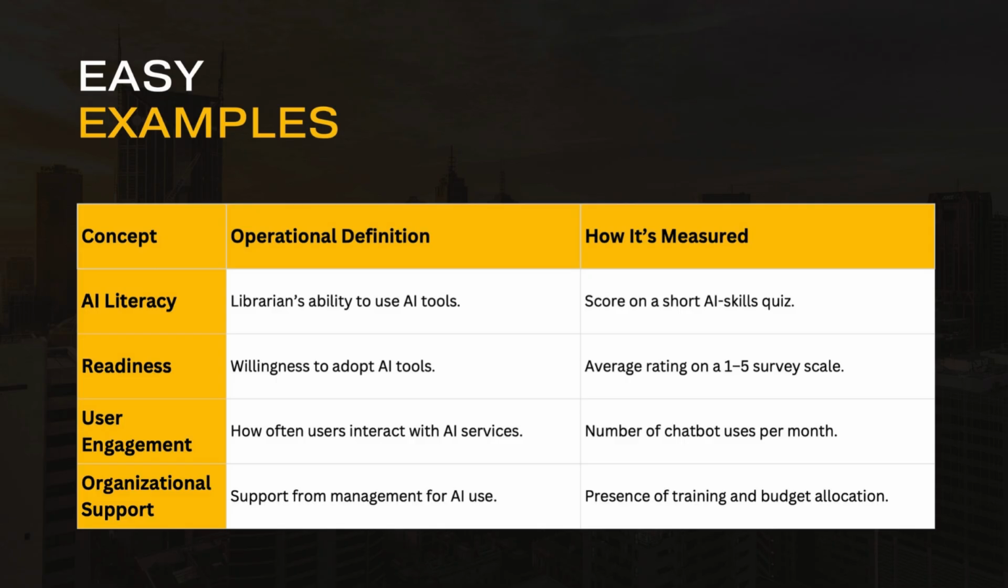This refers to how much backing librarians receive from their management to use AI tools. It can be measured by checking for the presence of training opportunities or dedicated budget allocations. Notice how each concept is clearly defined and paired with a measurable indicator. This ensures that anyone reading your study understands exactly what each term means, and how it's assessed.